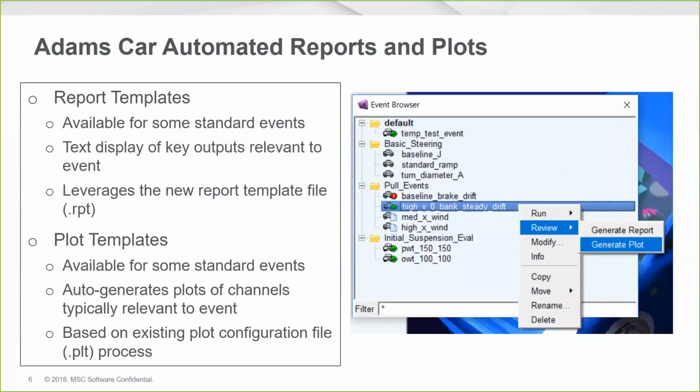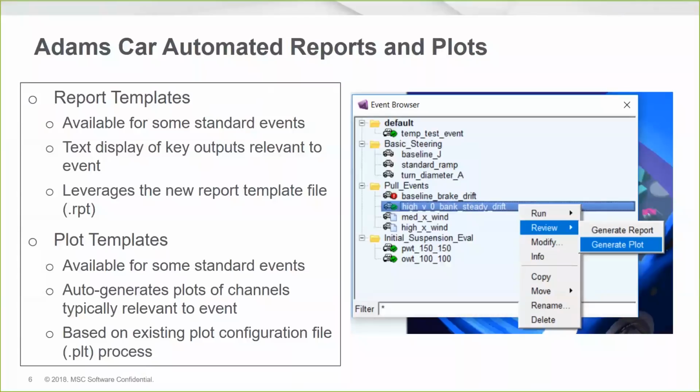Also, launchable from that event browser is new functionality for automated reports and plotting. So we've got a new concept of report templates, and these are available for some standard events. Not entirely new. We've had a couple of events that do generate reports in the past, but this is available now for a larger number of standard events. And a report for us is really a text display of a number of key outputs that are relevant to an event, and uses a new report template file, that RPT file. And for the standard events, you'll be able to find those RPT files in shared databases. And you can generate those reports by a right-click in the event browser, review, generate report, as you can see off to the right here.